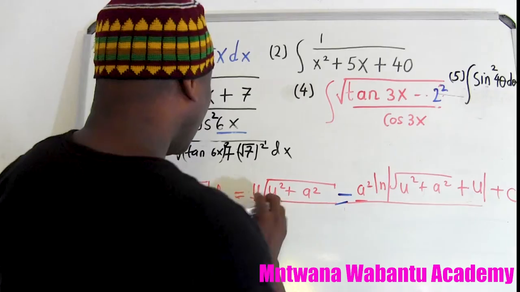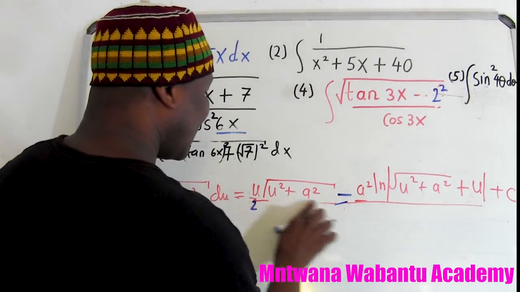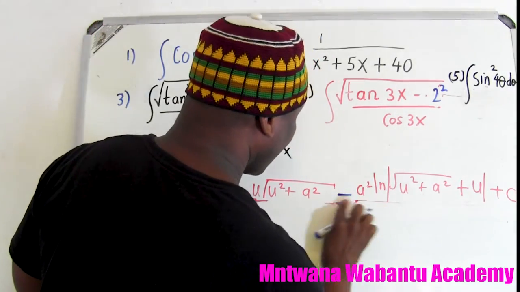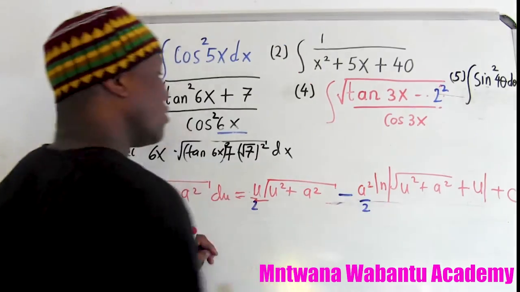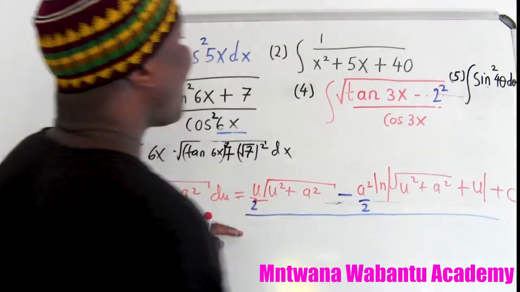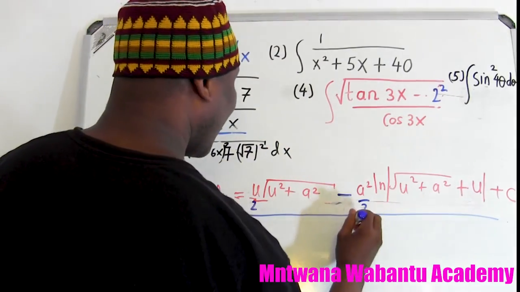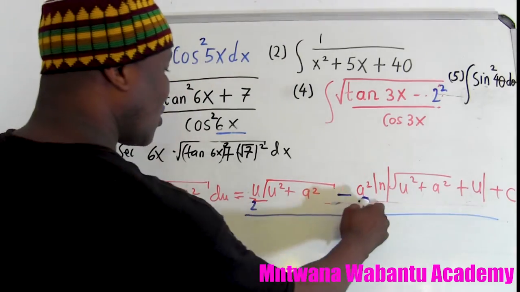This is going to be u over 2 at first. And this is going to be a over 2. And then all of them are divided by 3, because 3x is divided by 3. So now, 3 times 2 equals 6, 3 times 2 equals 6.